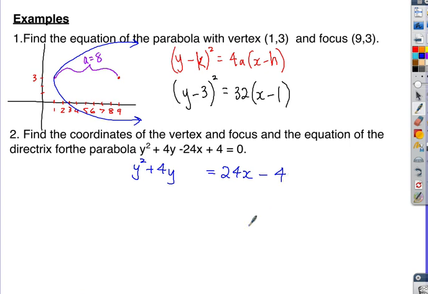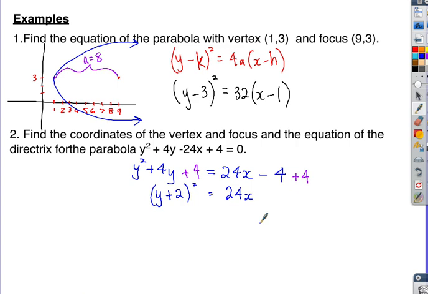Any questions so far? Then you have to half the coefficient, square it, and add it to both sides. So half of 4 is 2, square it is 4, add it to both sides. So it's y plus 2 all squared equals 24x. Now, we've pretty much got it in this special form, but it's not very clear to see from there what the focal length is and what the h part is.